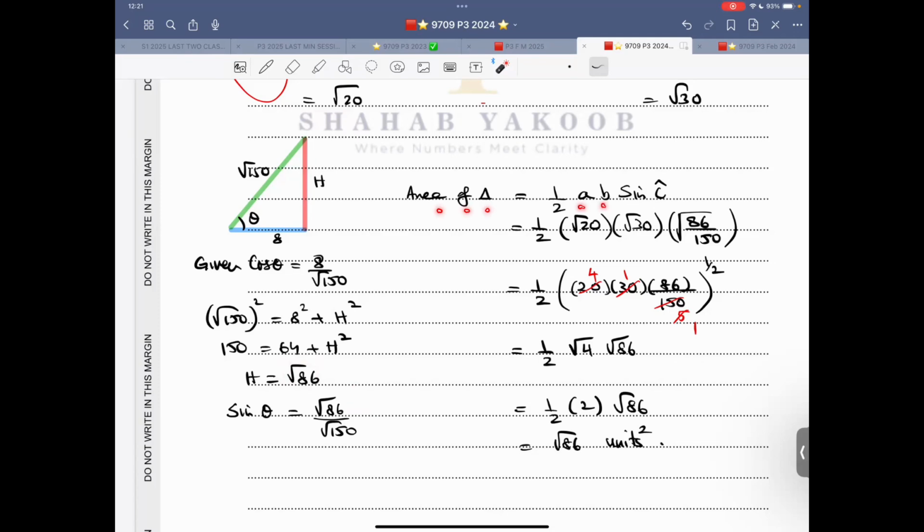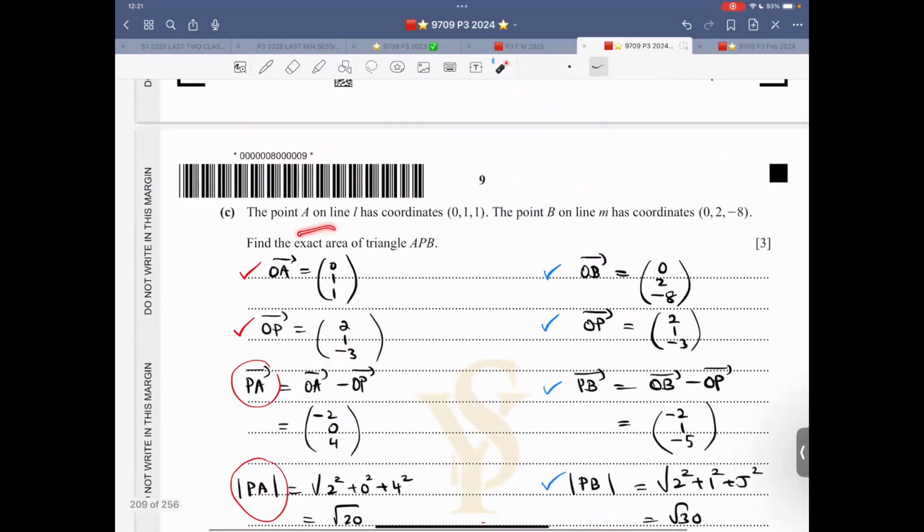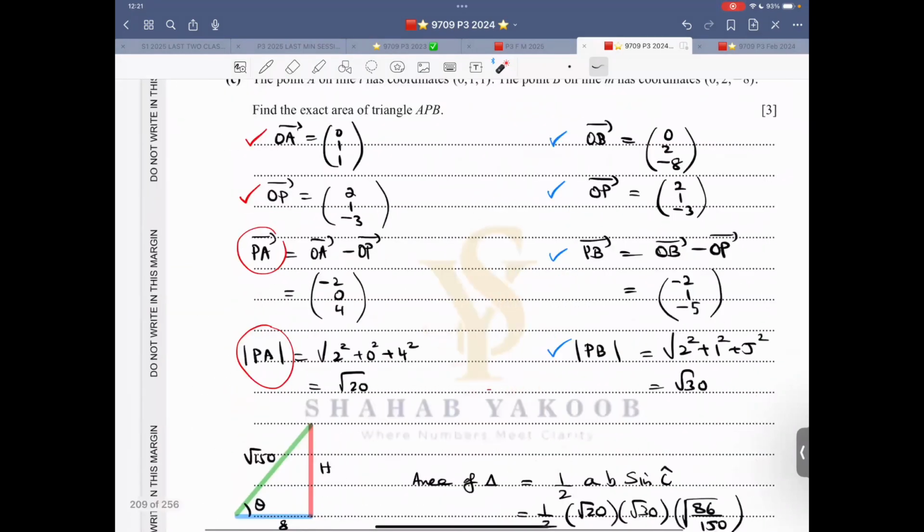Area of triangle is half AB sine C, half into root 20 into root 30 into root 86 over 150. I took the square root common out. 20 into 30 divided by 150 is 4, and the square root of 4 is 2. The square root of 86 stays. The 2 cancels out, and I'm left with root 86. They are asking for the exact area. That's how this is to be done.